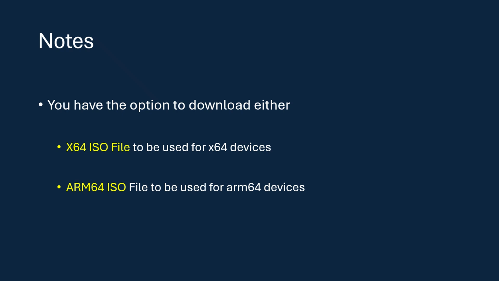A very important point here to mention is that the website will give you the option to download either x64-bit ISO file that can be used for x64-bit devices, or the ARM 64-bit ISO file that is to be used in ARM 64 devices. So this is a nice option from Microsoft. So it depends on what type of device you want to install the operating system, you can choose.